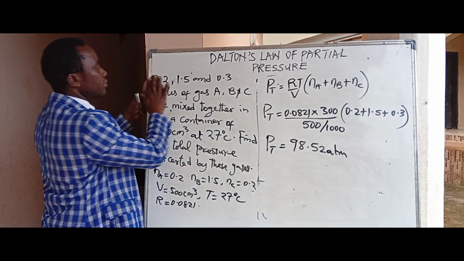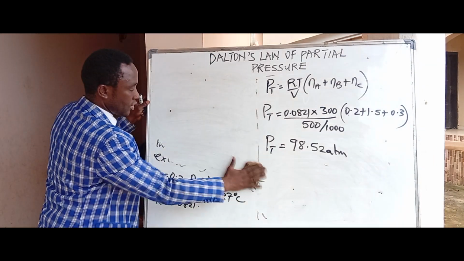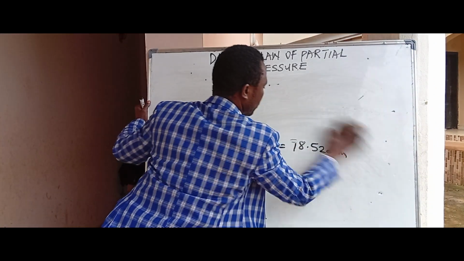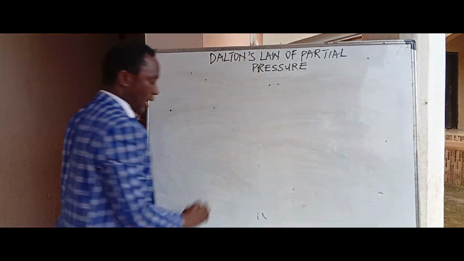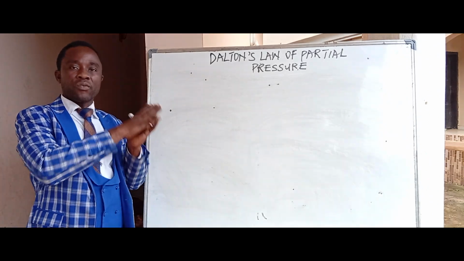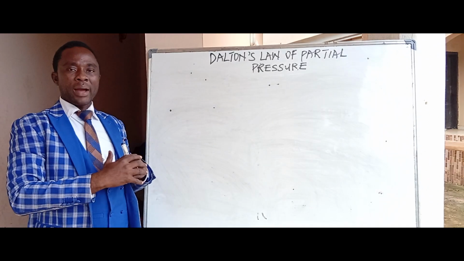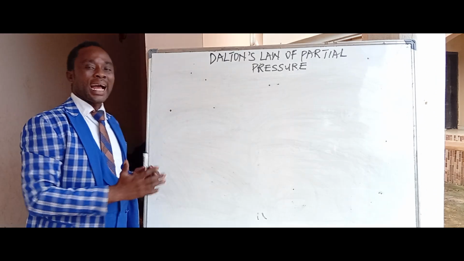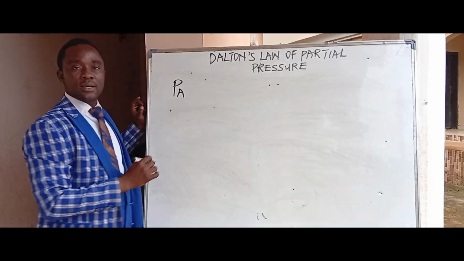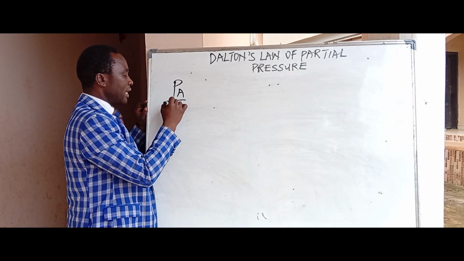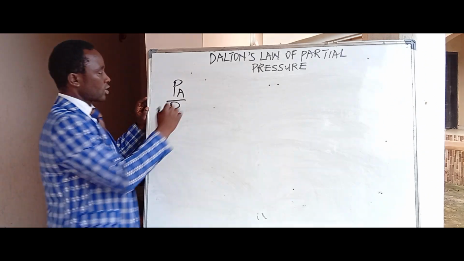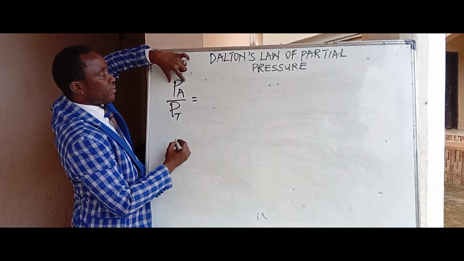Now let us go on with this class. We are on Dalton's law of partial pressure. There are some other things that we can do. Let us take a ratio of the partial pressure of one of the gases divided by the total pressure. Now let me use gas A. If I take a ratio of the partial pressure of gas A divided by the total pressure, what am I going to have? It will be equal to the partial pressure of gas A.